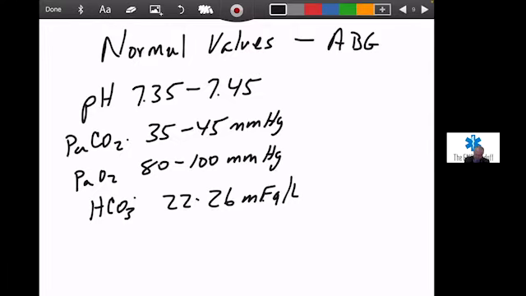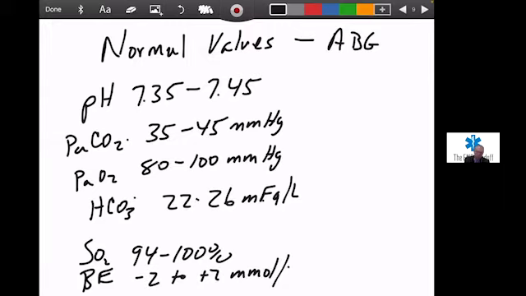And there again, oxygen saturation normally is 94 to 100% if you want to complete that picture. And then the base excess is -2 to +2 millimoles.